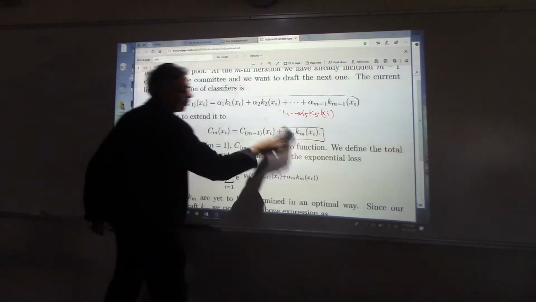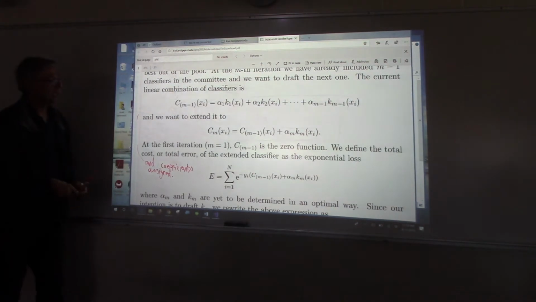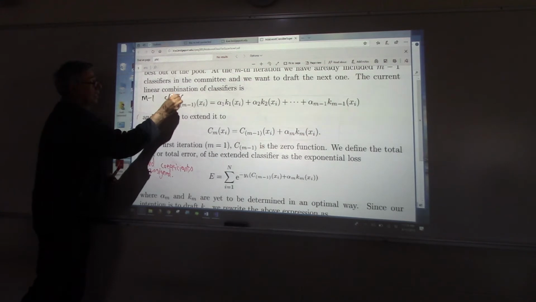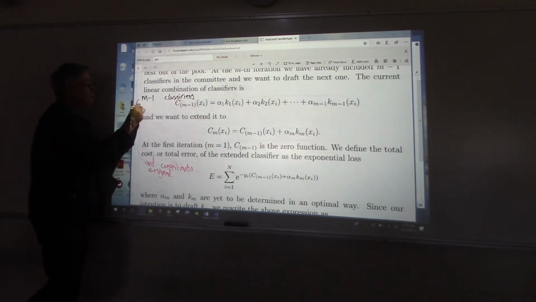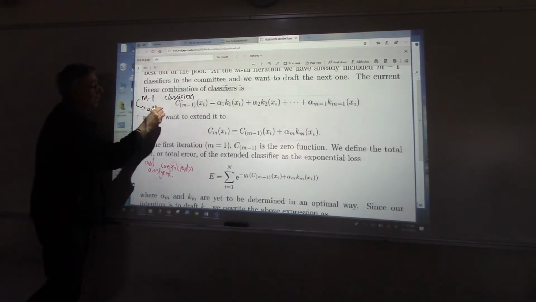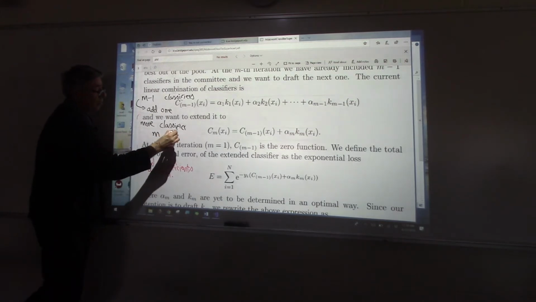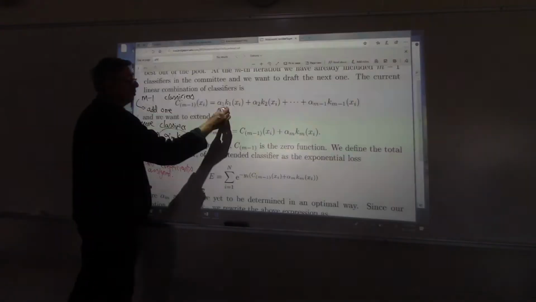So to summarize, what I'm trying to say is the development over here goes like this. We already have m minus 1 classifiers and their coefficients somehow determined. How will we add one more classifier? And what will be the weight of that? So the classifier is m. So we want to know what will be essentially alpha m.